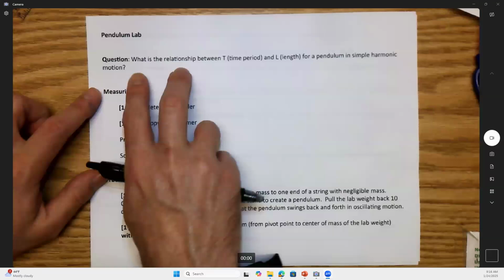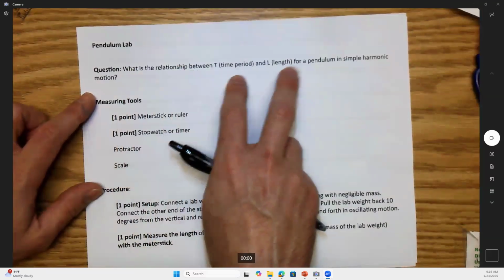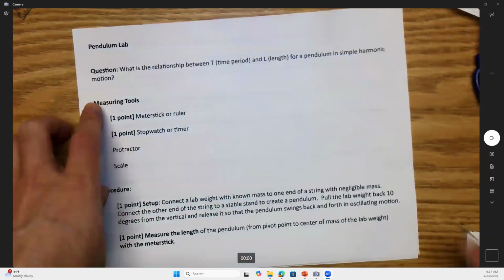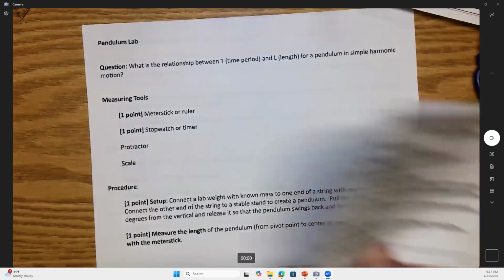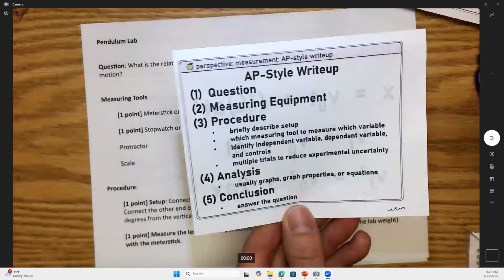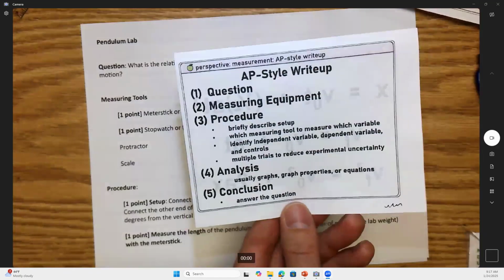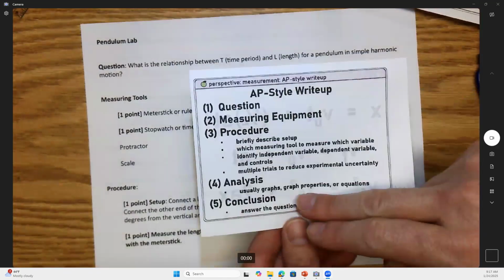Okay. So here's the question that you guys were targeting. What's the relationship between the time period and the length for a pendulum in simple harmonic motion? You guys know, of course, this quarter page was on your desk yesterday to help you out. So part one is the question, which AP would almost certainly give you anyway. But then everything else is up to you, right?